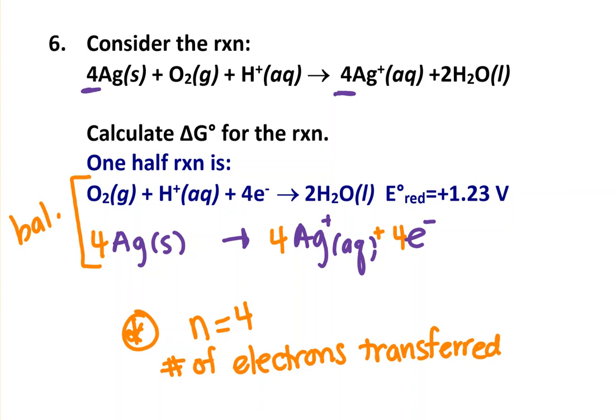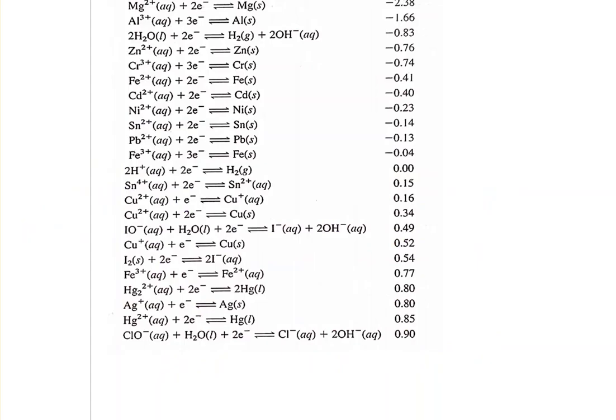Okay, we're going to need to know the cell potential, which means I need to know the oxidation potential of this reaction. If I look on my chart, I can see that I have silver here, but this reaction that's given is not oxidation, that's a reduction. So that means that I need to change the sign of this number to get my oxidation potential.